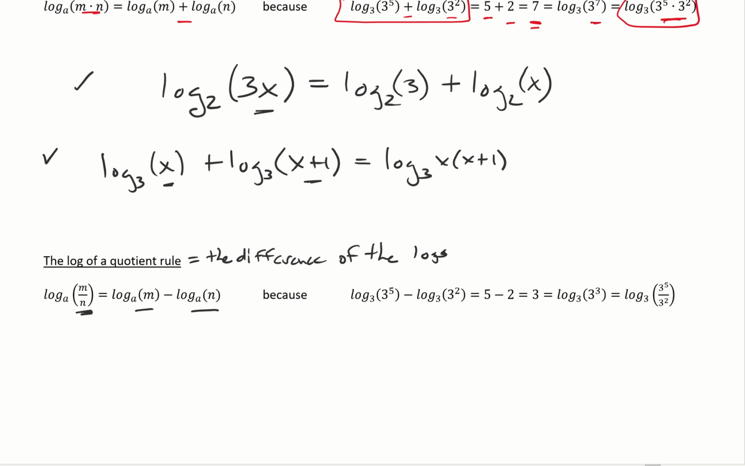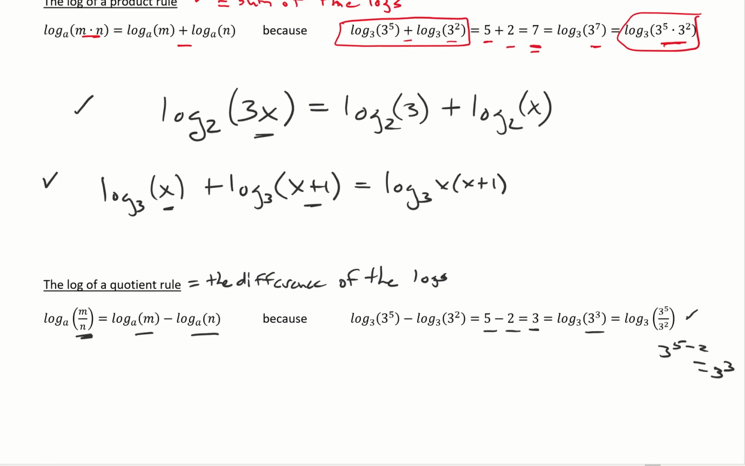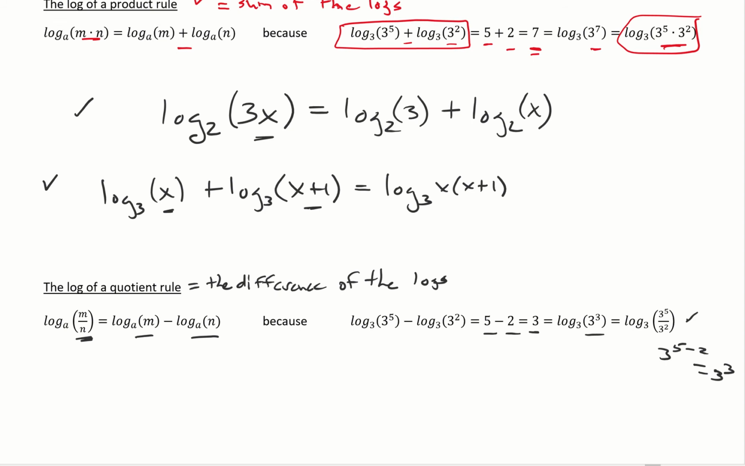I have log base 3 of 3 to the 5th minus log base 3 of 3 squared, which is 5 minus 2, is 3. But that's the same as log base 3 of 3 to the 3, which is the same as log base 3 of 3 to the 5 divided by 3 to the 2. Remember, you go 3 to the top power minus the bottom power is 3 to the 3. So what I'm doing is I'm getting a feel for logarithms or powers. When I divide, I subtract the powers. When I multiply up here, I add the powers. That's what's happening. They're mimicking the power rules, really.